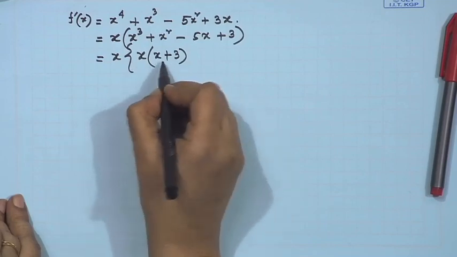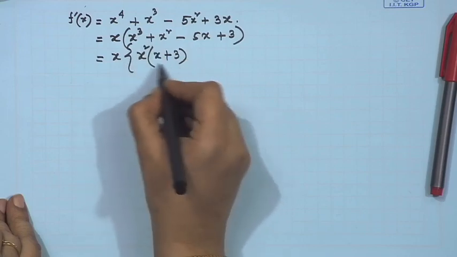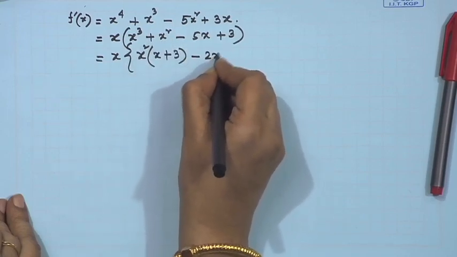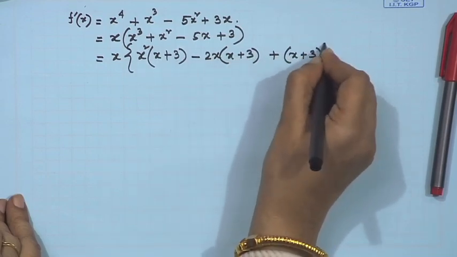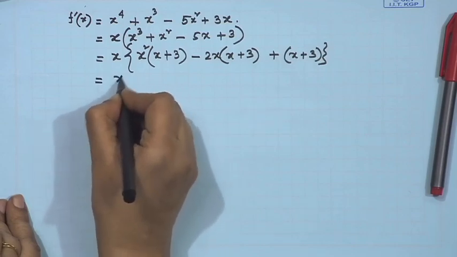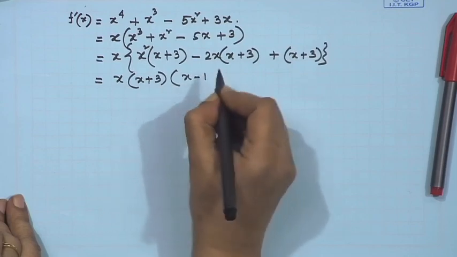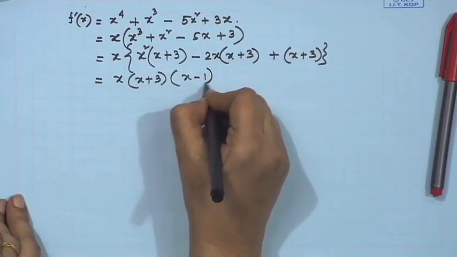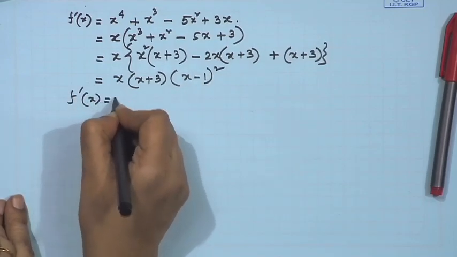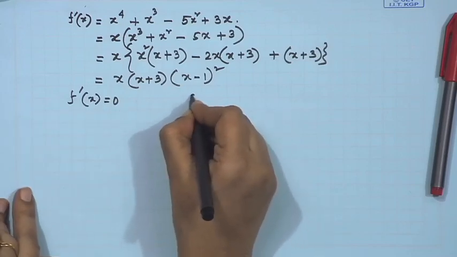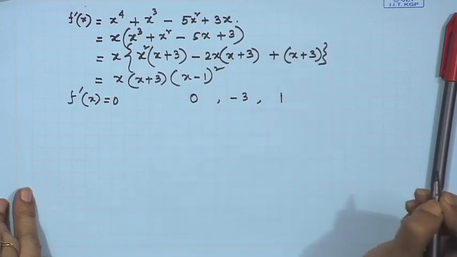Then x plus 3 must be a factor of it. Then this is x square times x plus 3, minus 2x times x plus 3, plus x plus 3. Then x into x plus 3, and we are getting x minus 1 whole square, because x square minus 2x plus 1 is x minus 1 whole square. Now, if we equate f prime x equal to 0, then we get 3 stationary points for this. One is 0, another one is minus 3 and another one is 1.